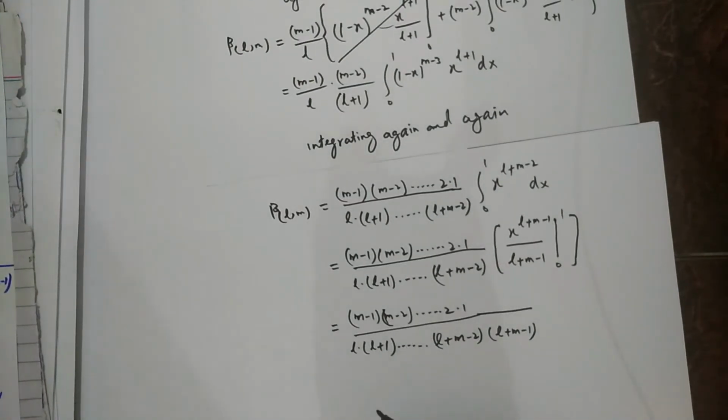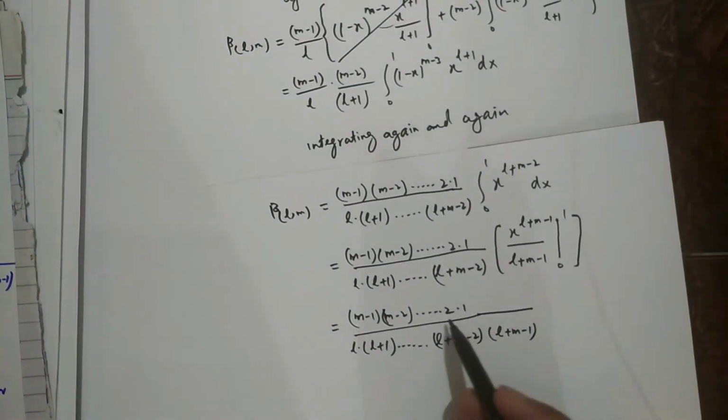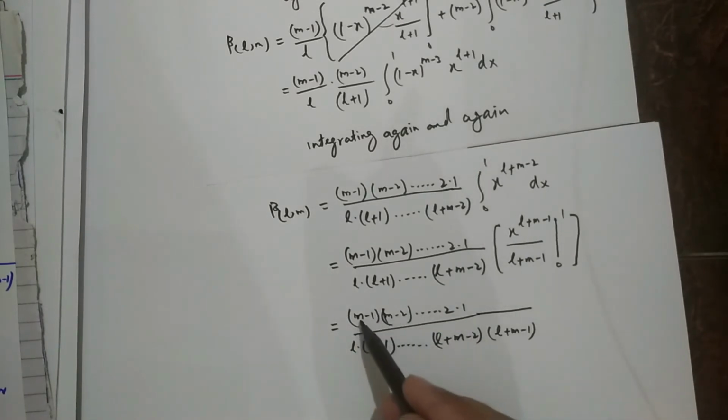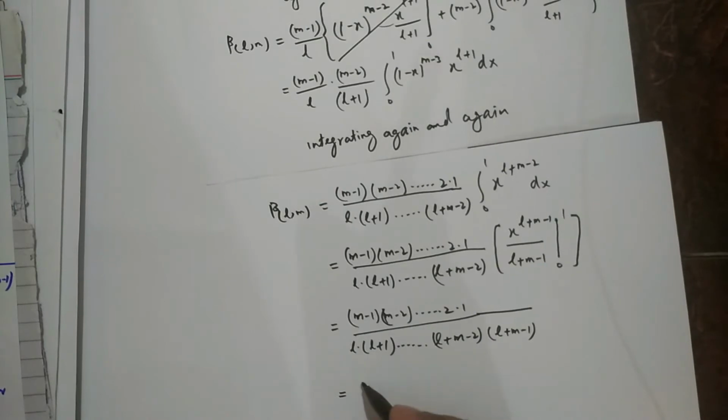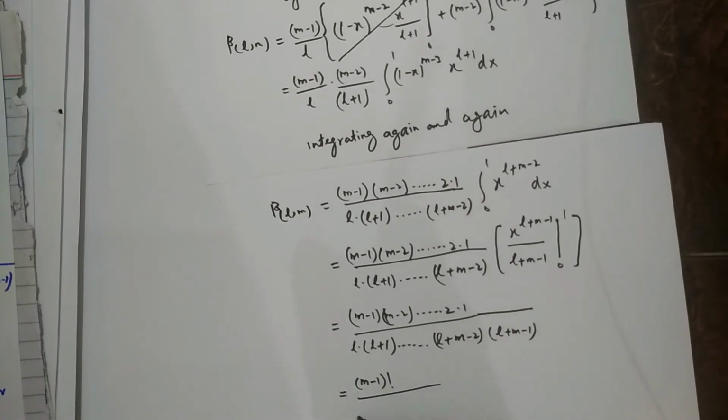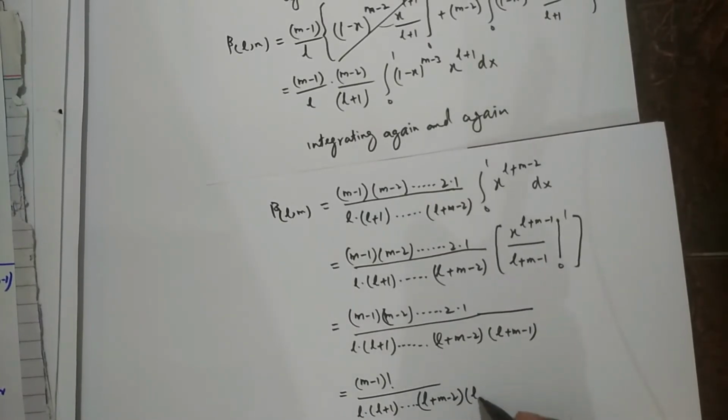So here we see that this is actually a series of factorial, so this can be written as m minus 1 factorial divided by L into L plus 1, up to L plus m minus 2 times L plus m minus 1.